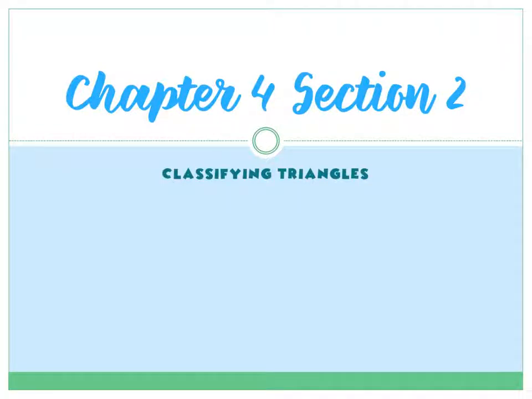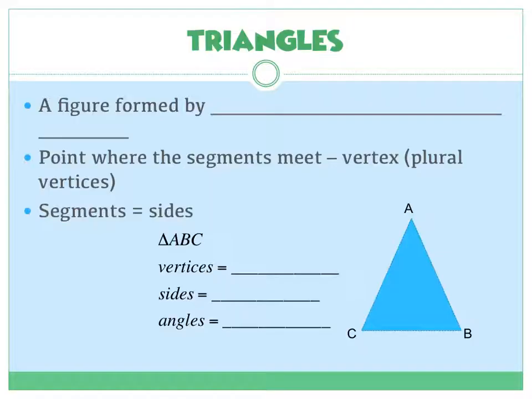All right, so today we're going to start 4.2, and it deals with classifying triangles. So a triangle is a figure formed by three sides. The point where segments meet is called the vertex, and the segments are the sides of the triangles. So we have triangle ABC here.